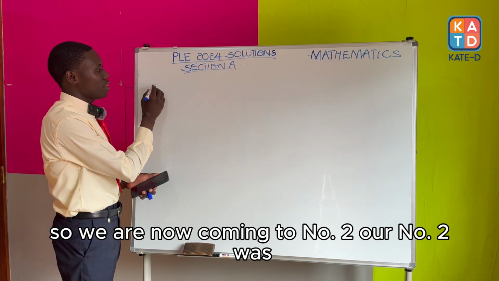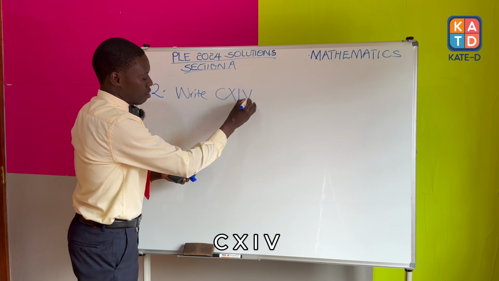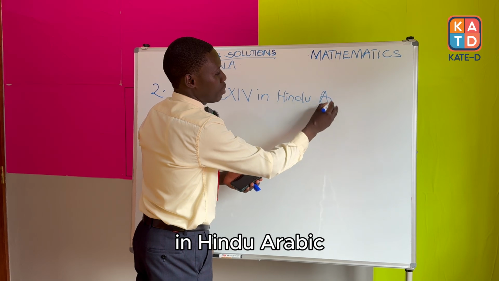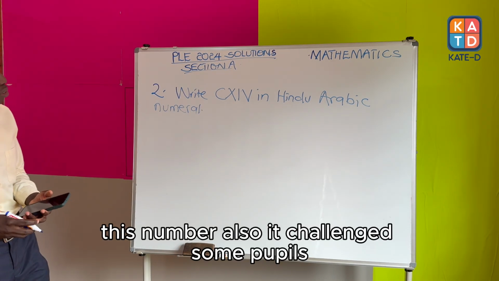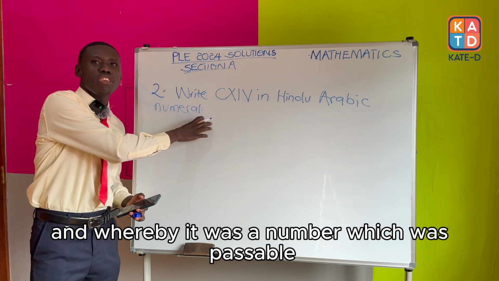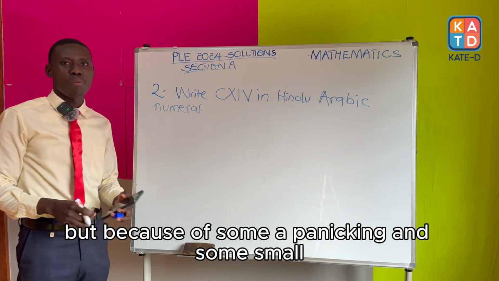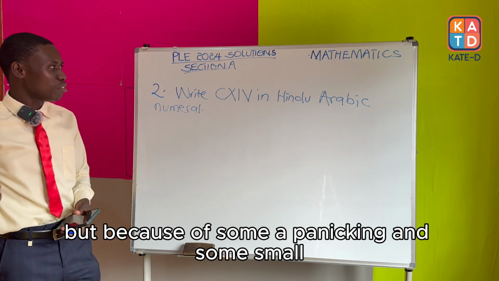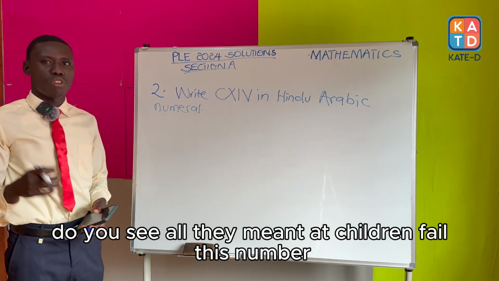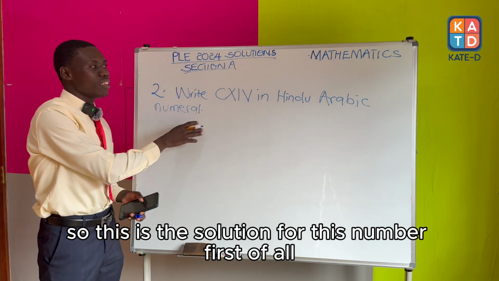Our number 2 was: write CXIV in Hindu Arabic numerals. This number also challenged some pupils, whereby it was a number which was passable. Everyone was supposed to pass this number, but because of some panicking and some small things, our children failed it. So this is the solution for this number.